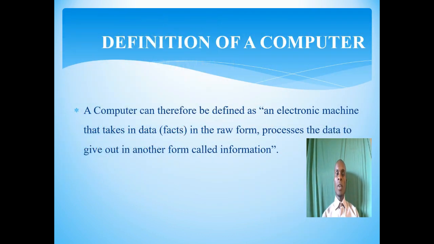So let's define the term computer. We define a computer as an electronic machine that takes in data, that is the raw facts, and processes data to give out information as an output. So the information that is given as an output comes from the raw facts. Then it is processed by the computer to provide meaningful information.